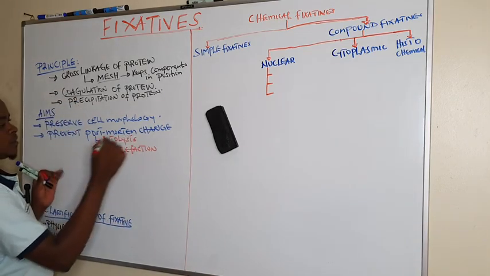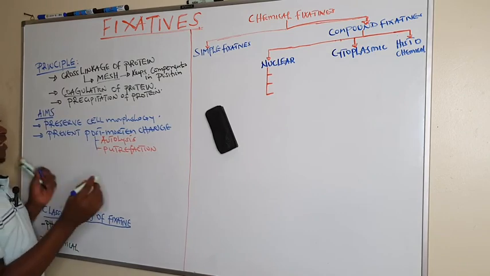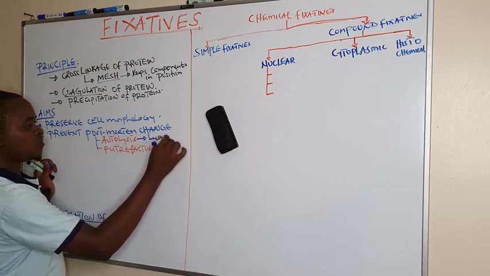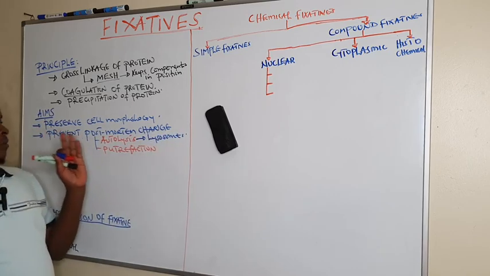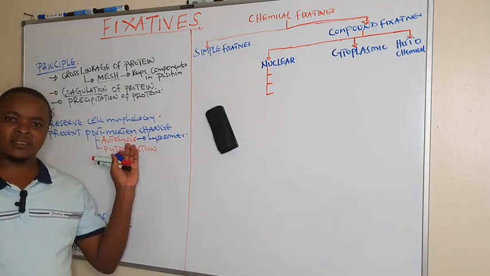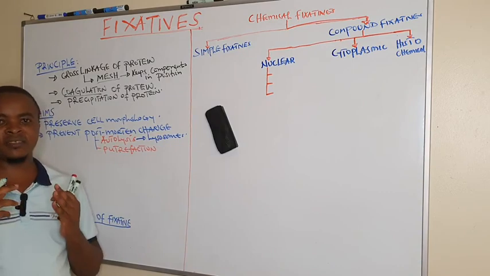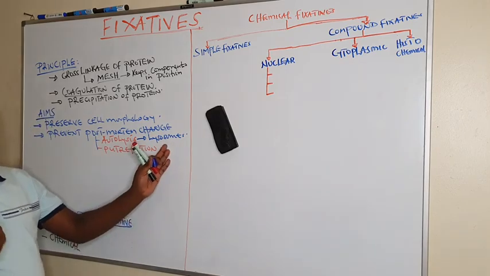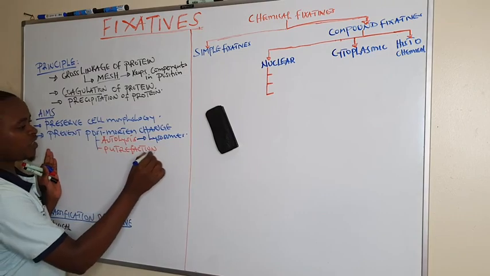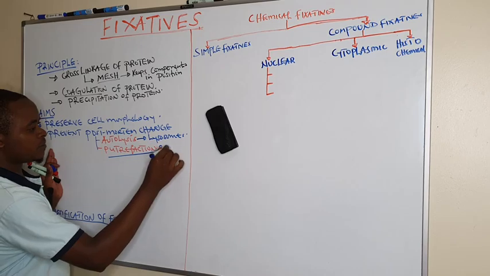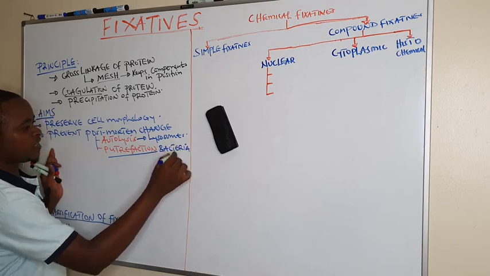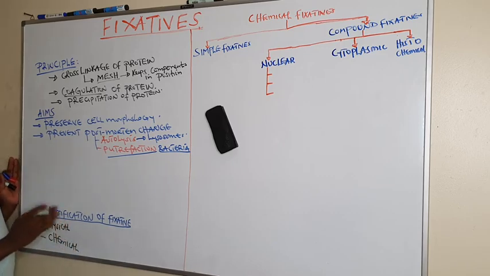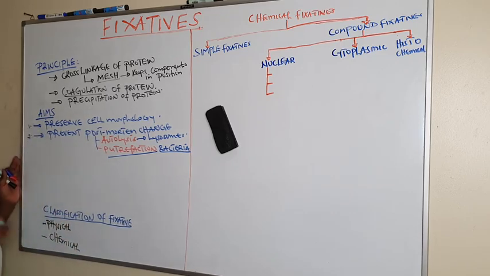Autolysis is due to the action of endogenous enzymes like lysosomes, which break the cells. So these enzymes found in the tissue cause cell lysis, or break down cells, leading to damage in the morphology. Then putrefaction is due to the action of bacteria. So these fixatives should be able to kill the bacteria, which may cause putrefaction. So this is the second aim of fixing.